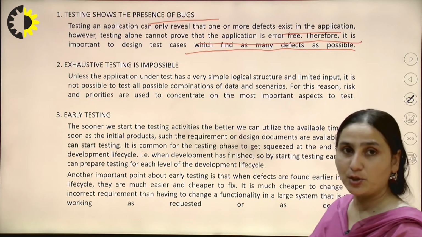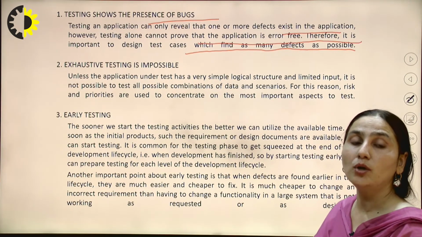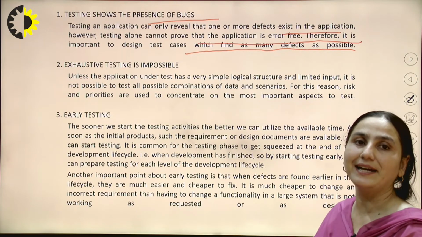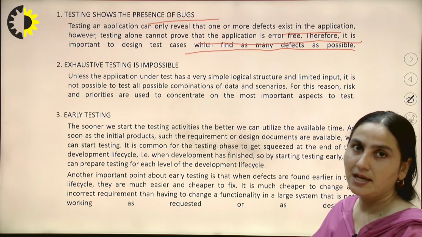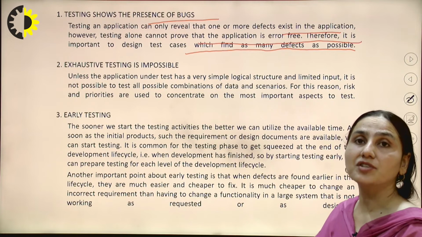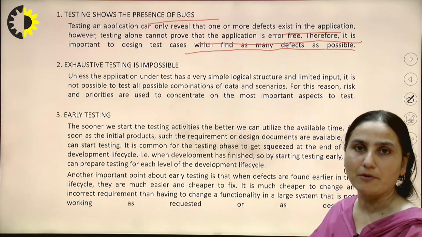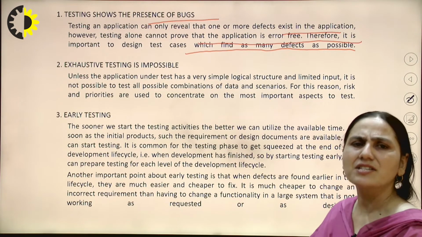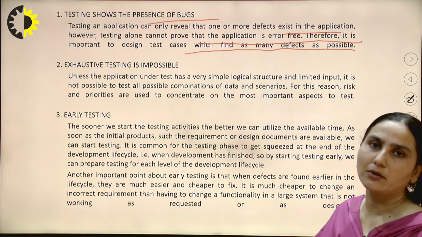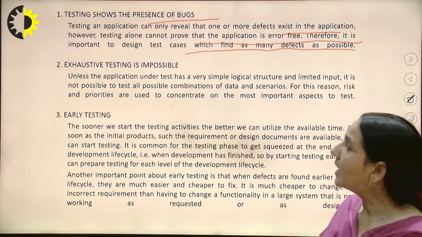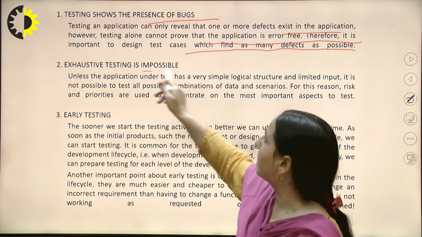So, it's very easy to understand that we should be able to design a test case which has the highest probability of finding errors in the particular case. We will never call a test case good if it is not able to find any particular type of defect. So, a good test case is one which has the highest probability of finding any particular type of defects in the particular piece of code. That is an important thing.